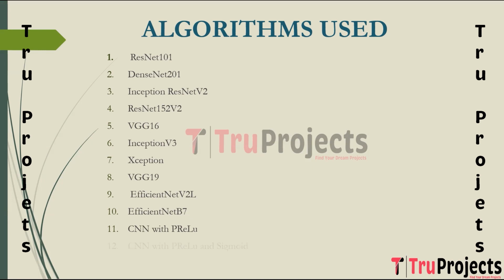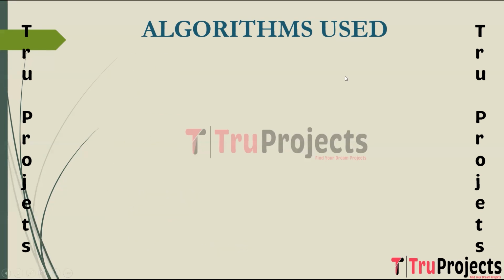The next algorithm is CNN with PReLU and sigmoid. This variant includes sigmoid activation function in addition to PReLU in the convolutional neural network. Sigmoid is often used for binary classification tasks. This combination of PReLU and sigmoid is employed for specific tasks such as binary classification, leveraging the benefits of both activation functions.